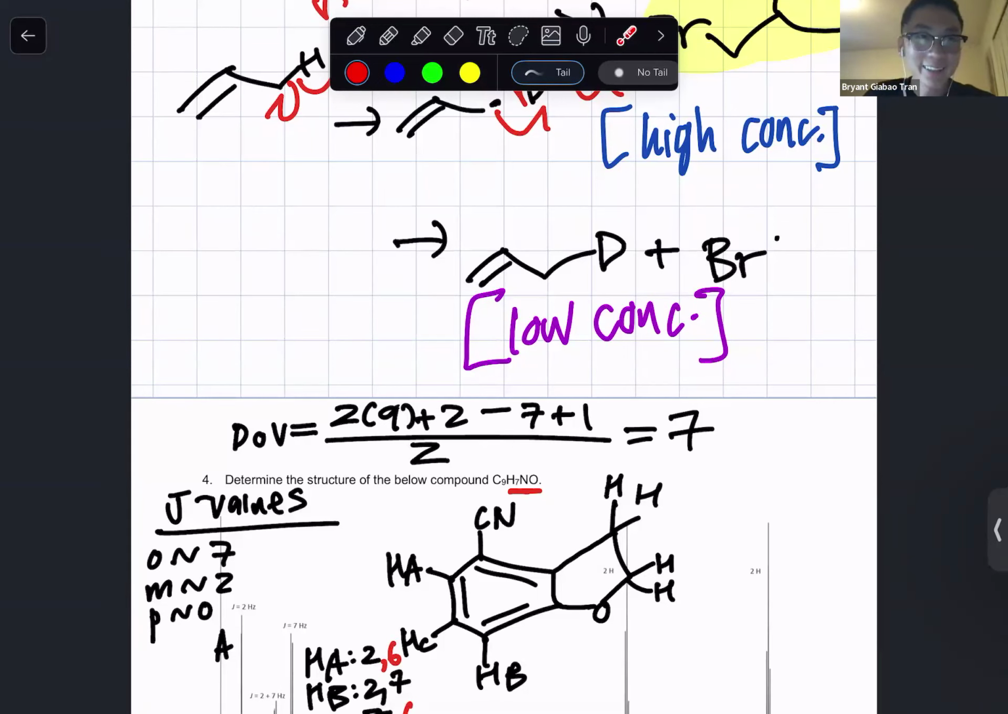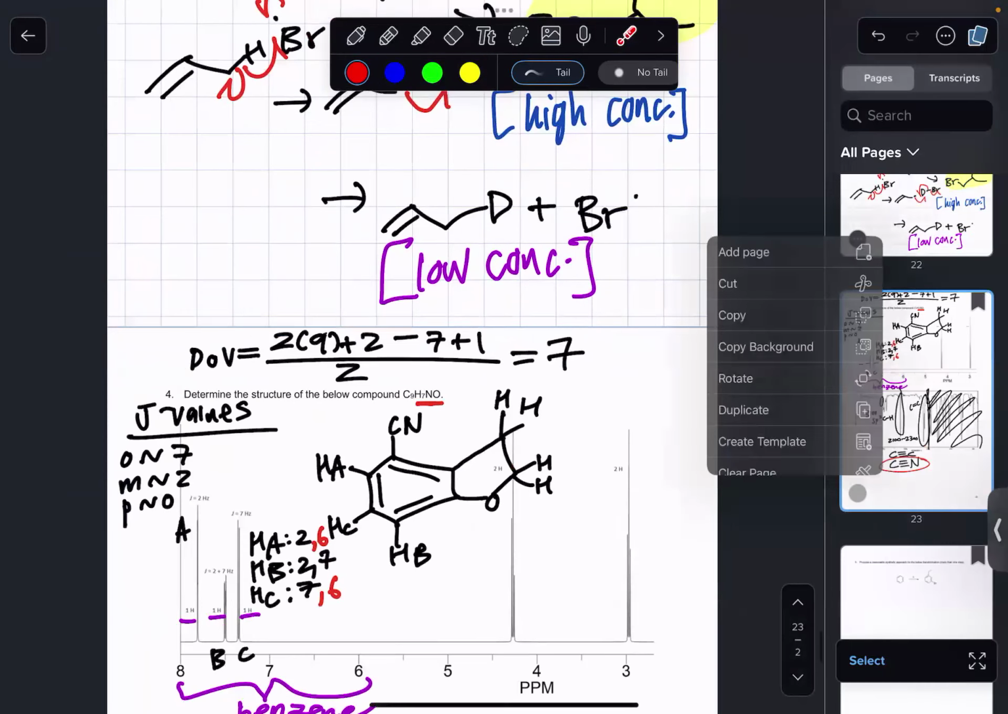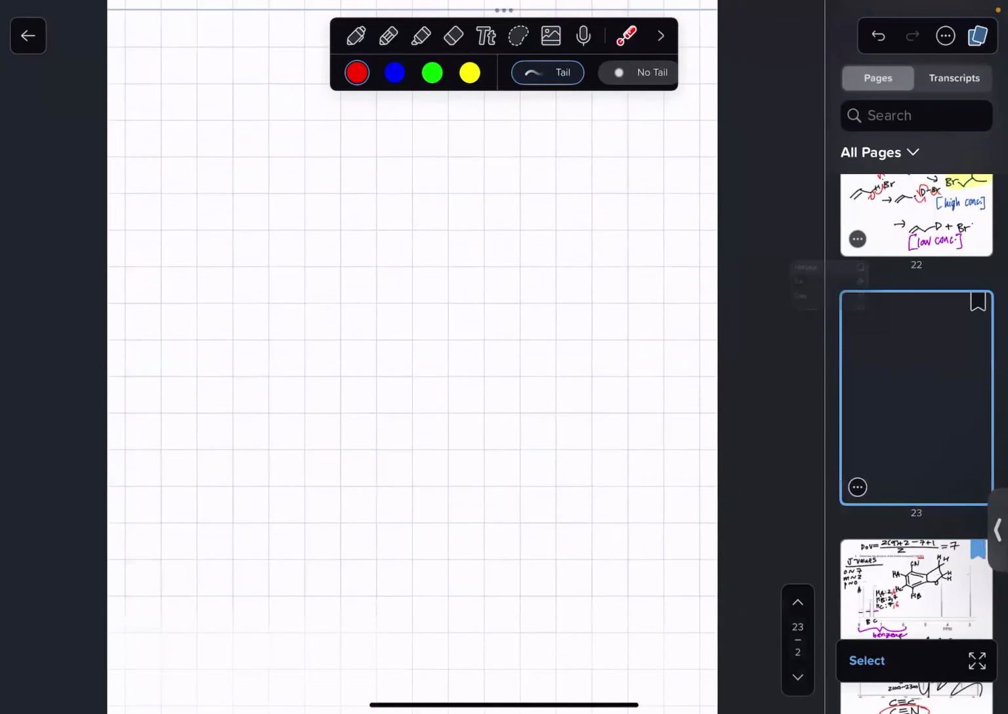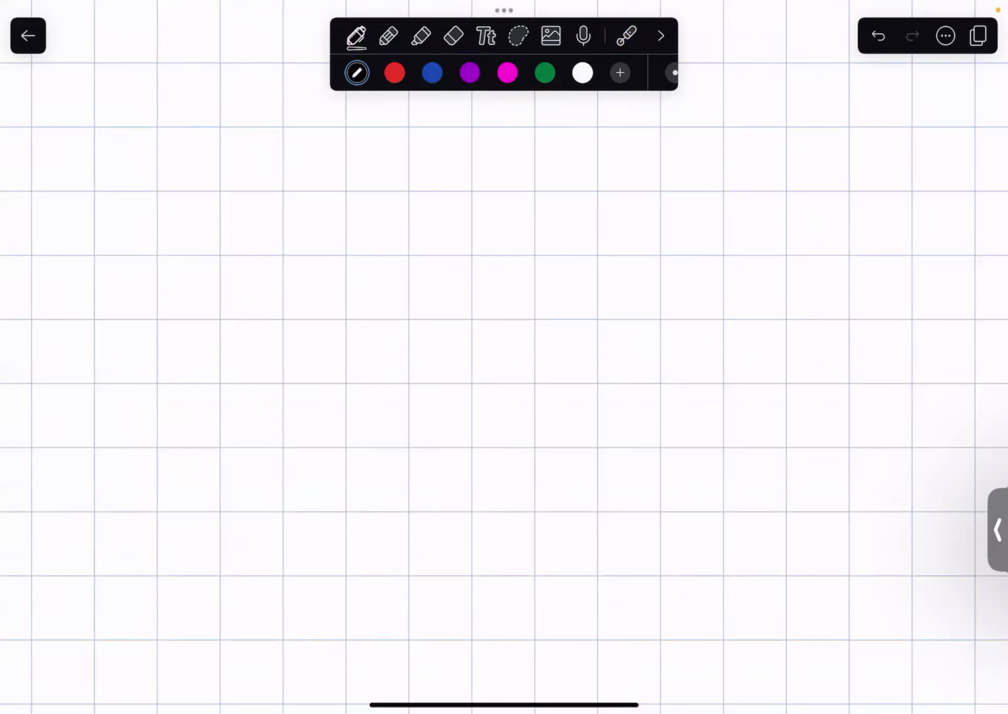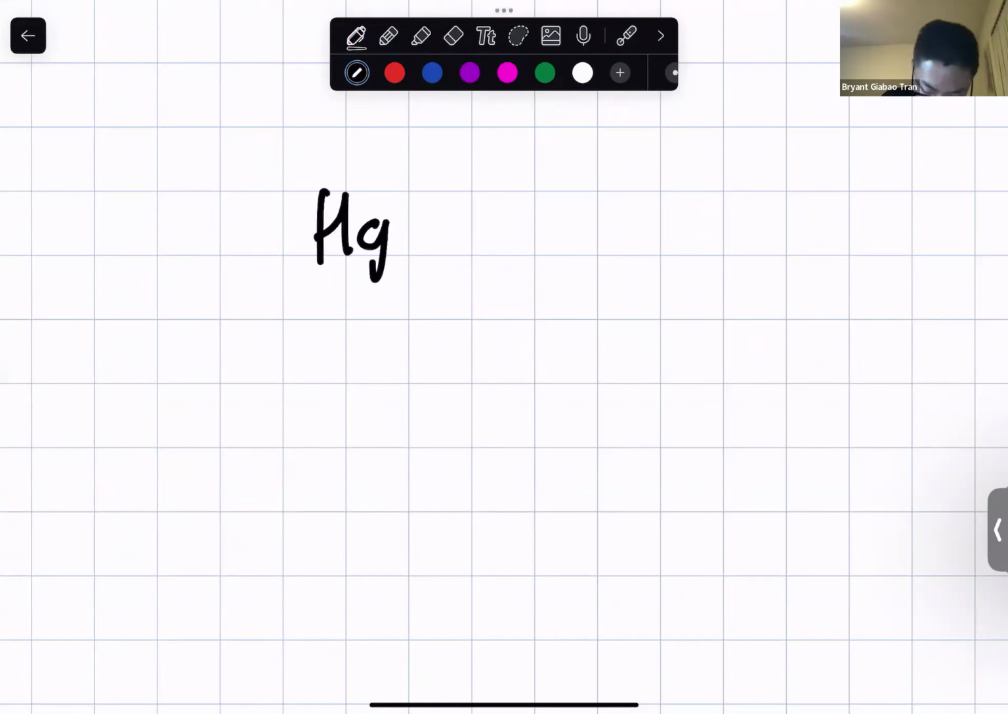Okay. Any other questions, guys? Oh, just a quick question. For mercury, is it anti-Markovnikov or Markovnikov? Markovnikov. When you see mercury, H2SO4, always think of Markovnikov.